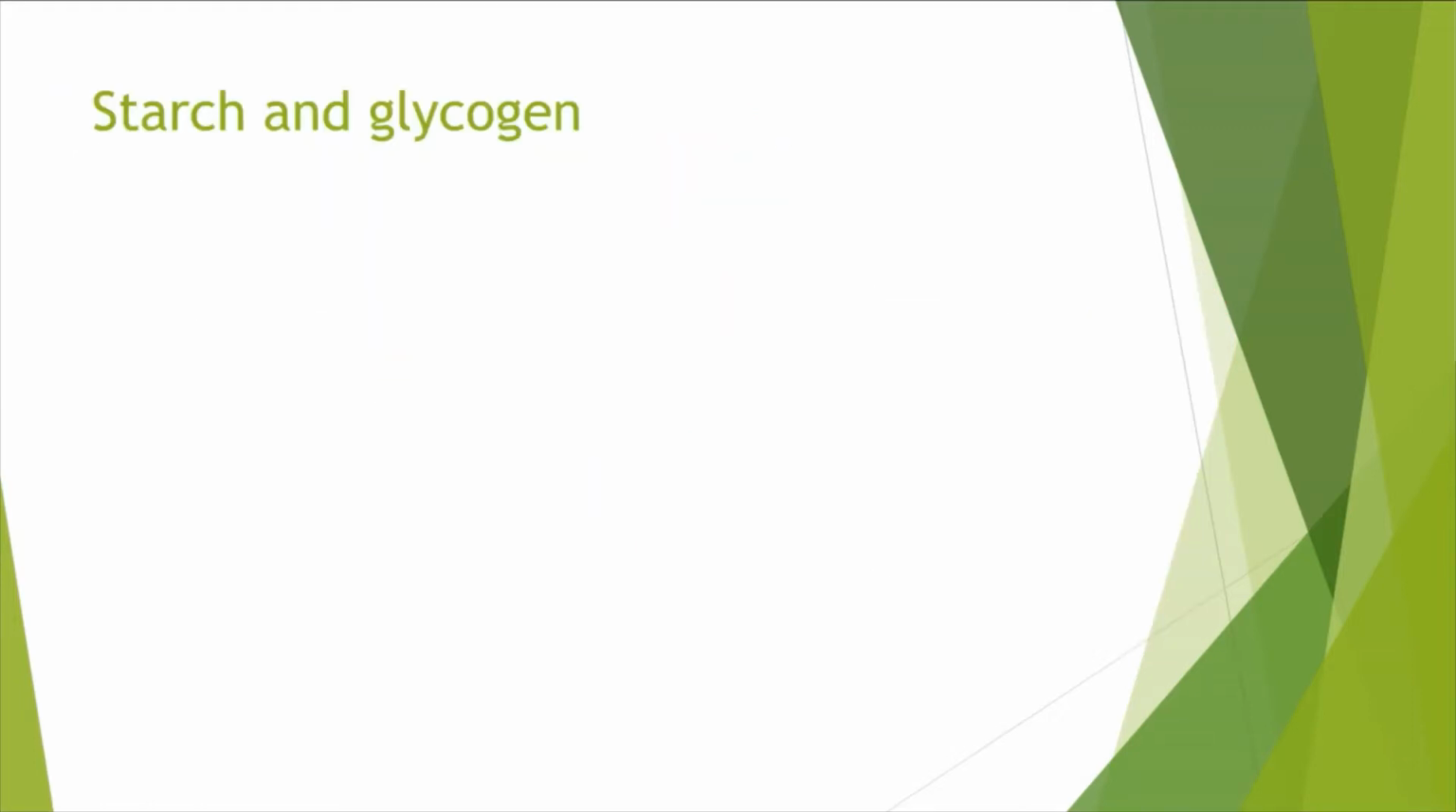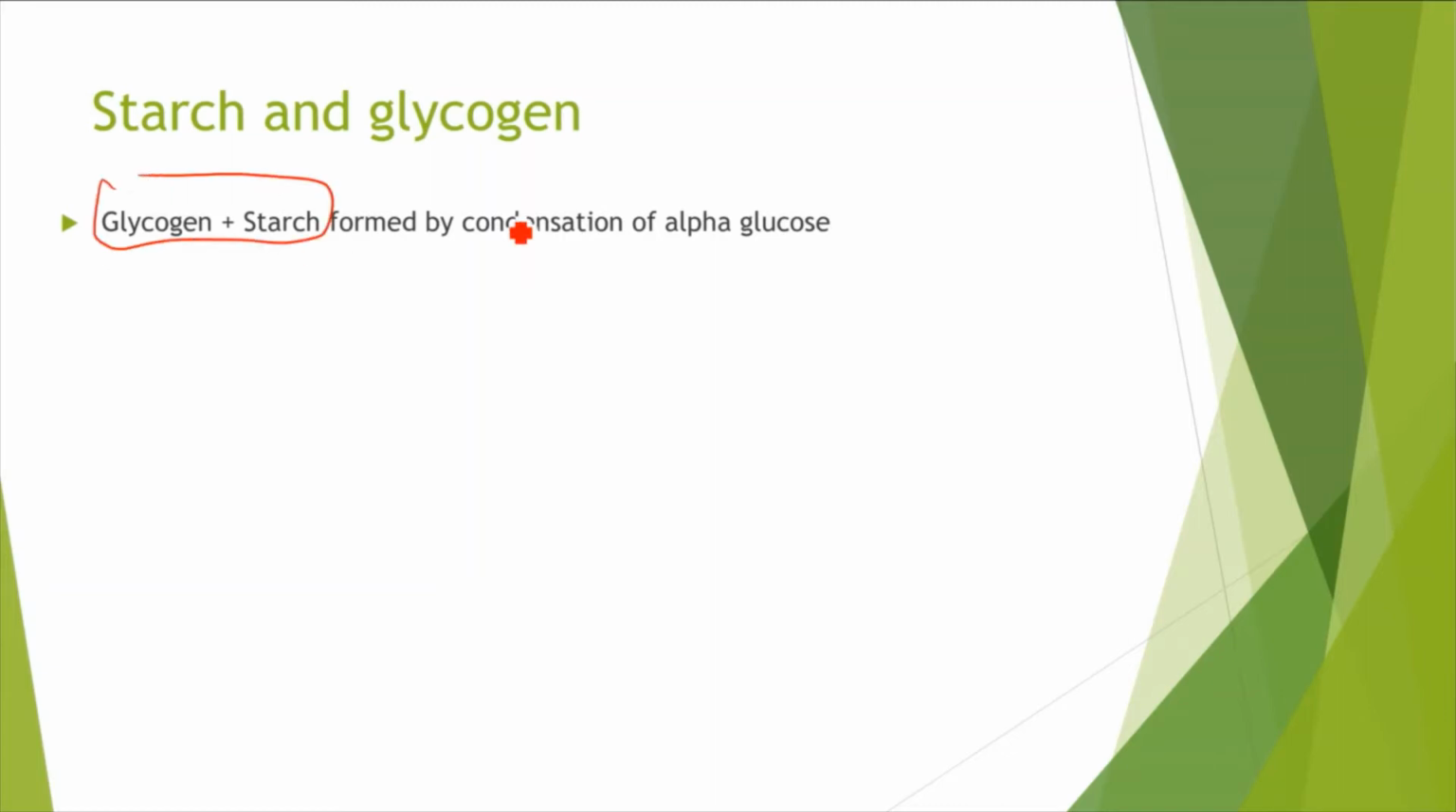Okay, so now moving on to starch and glycogen. Glycogen and starch are both formed by a condensation reaction, and they're both formed from alpha glucose. So it's not beta glucose, it's alpha glucose. Glucose is stored as starch in plants. So in plants, the excess glucose that's not needed is stored as starch.